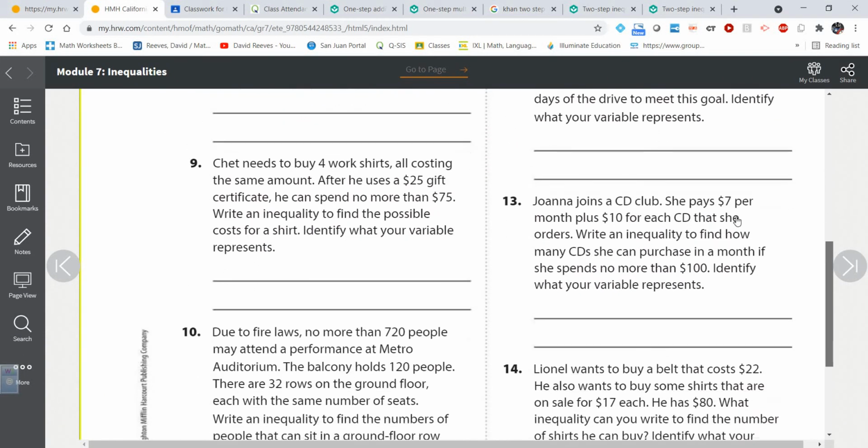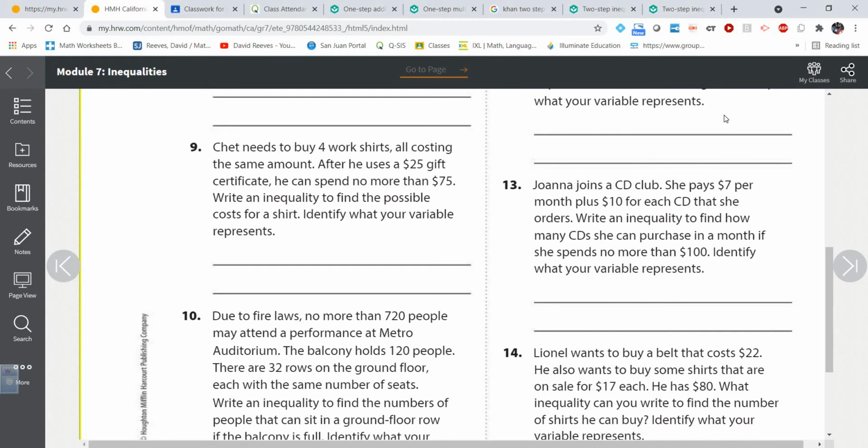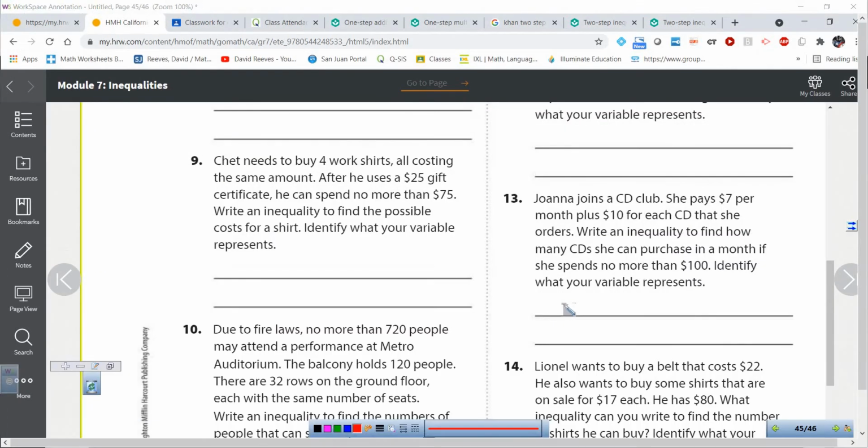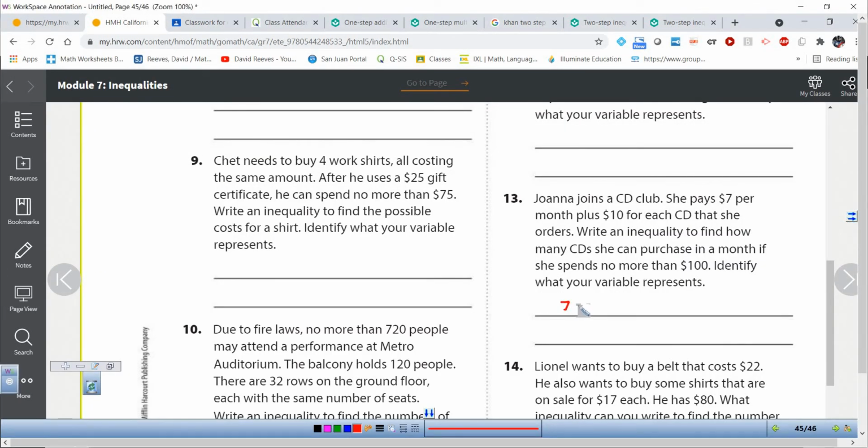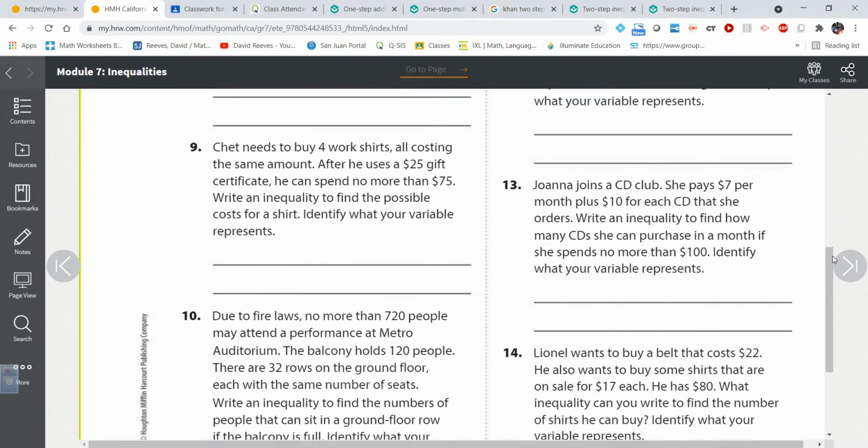All right, what about this one? Joanna joins a CD club. She pays $7 per month plus $10 for each CD. So there's that one time $7 plus $10 for each CD, and she wants to spend no more than $100. Well, no more than $100 would be less than or equal to $100. Again, to solve this, we would subtract 7 and we would divide by 10.